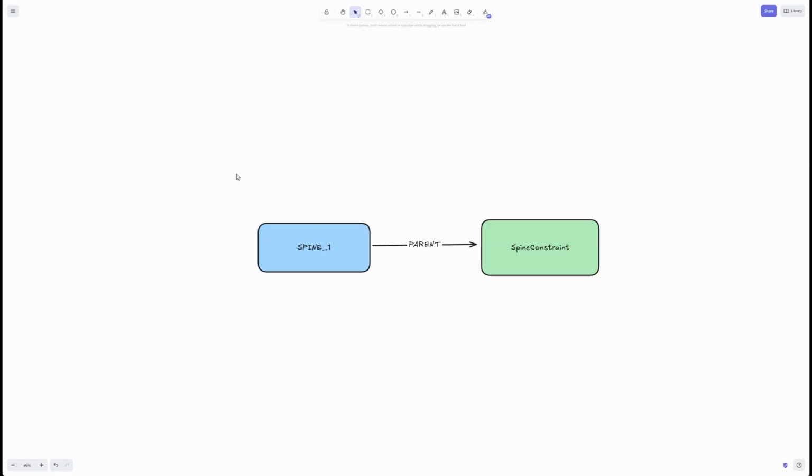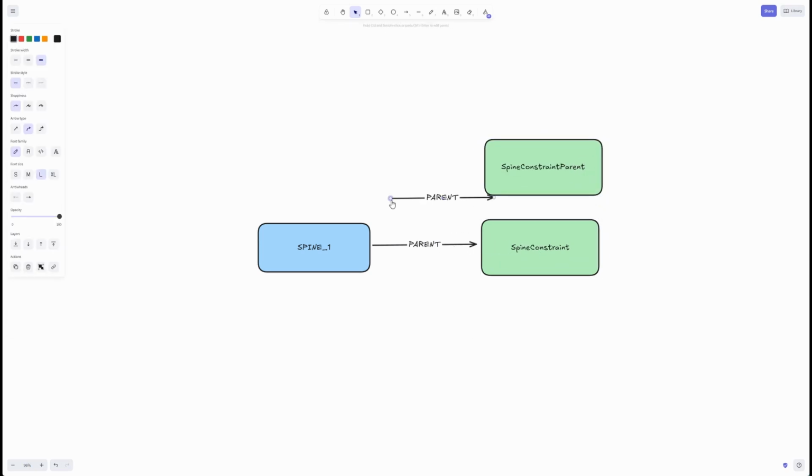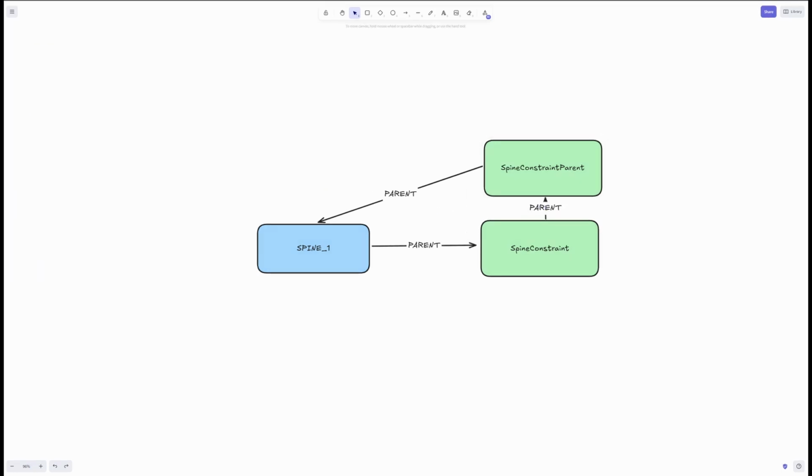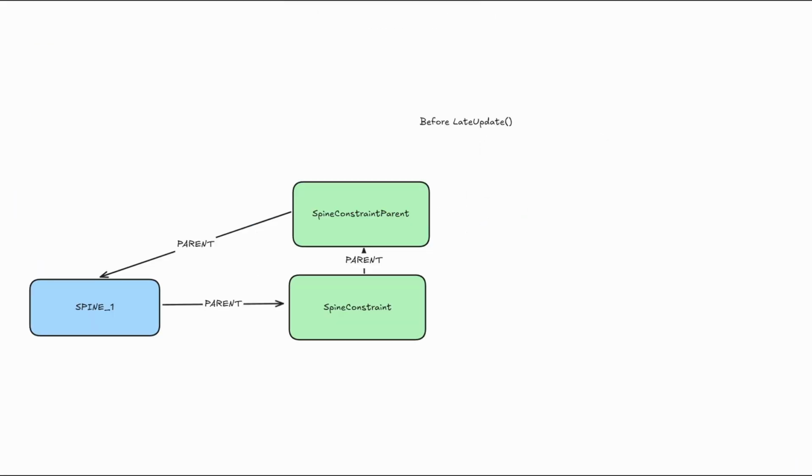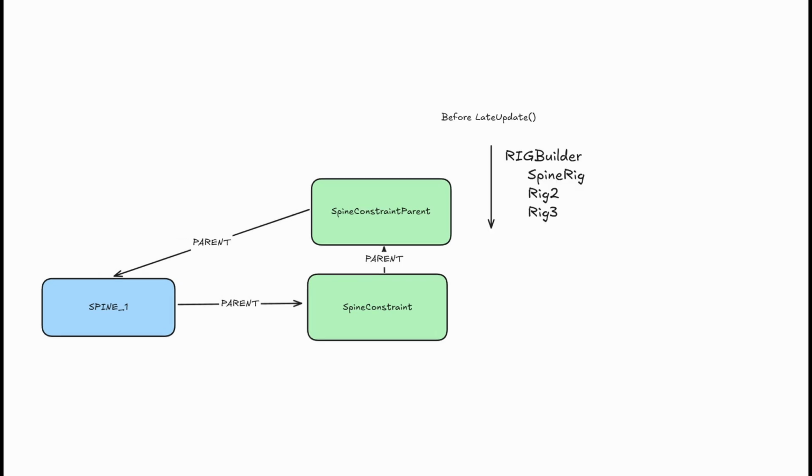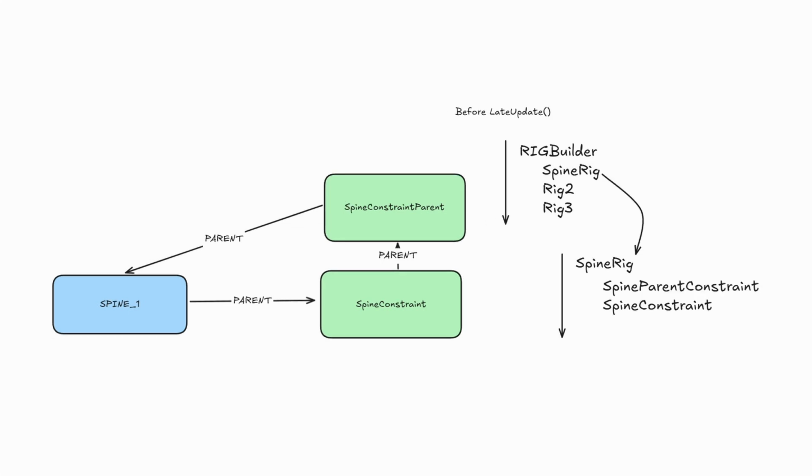So the solution is to add an intermediary object that will act as a direct parent to our controller. This way, the controller parent will always match the spine bone position, while our controller will move freely. This is possible because all constraints are evaluated each frame before late update, in the order the rigs are referenced inside Rig Builder, and from top to bottom inside each rig's hierarchy.